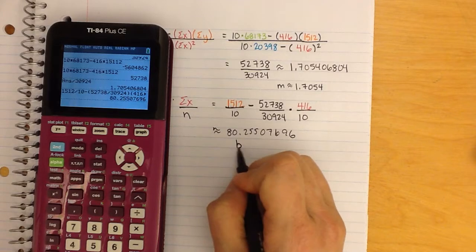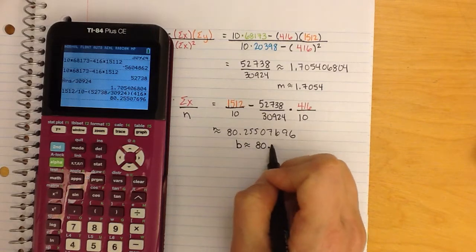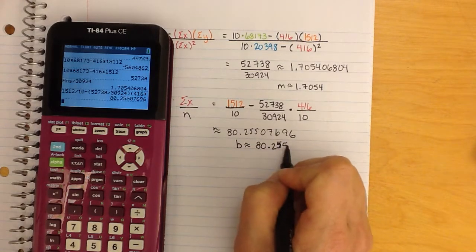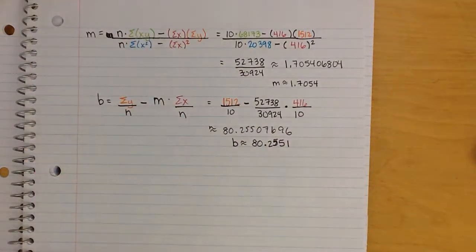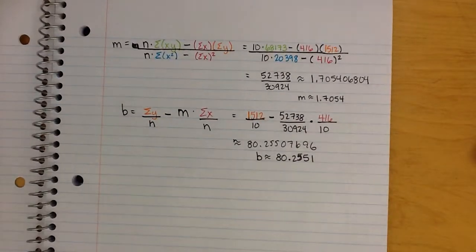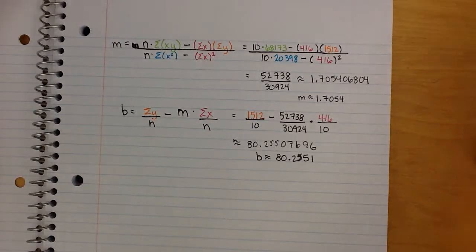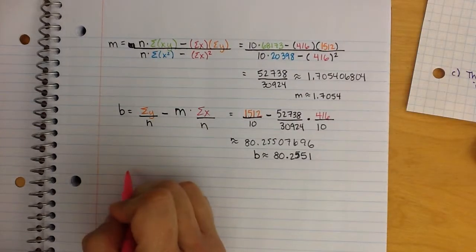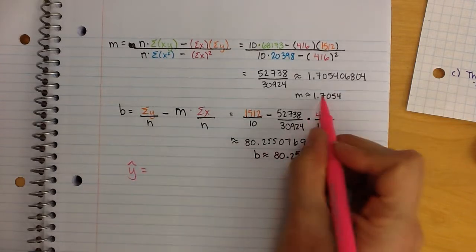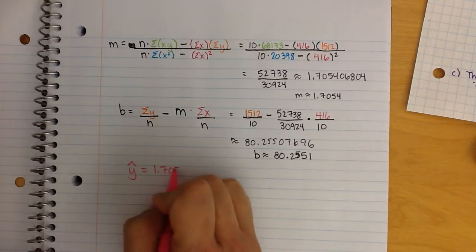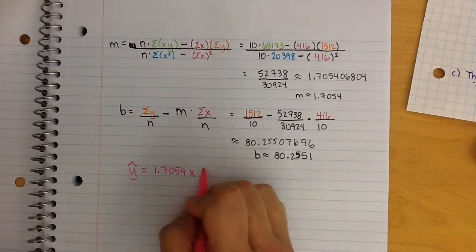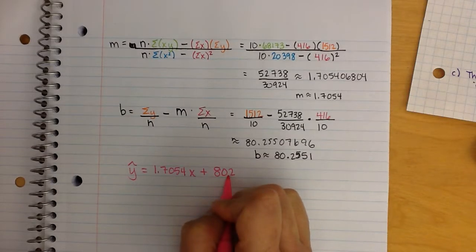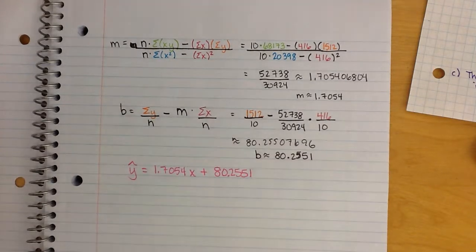80.2550766. So our b is approximately 80.2551. Once we know what m and b are, we have the equation for our regression line. So our regression line is going to be y hat equals m, 1.7054, times x plus b, which was 80.2551.